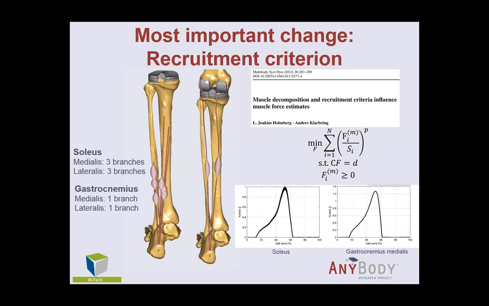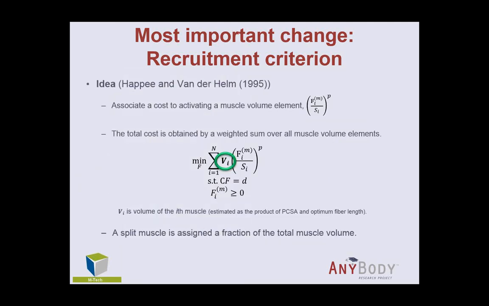And of course, what is not so nice here is that if we had now split the soleus into 4 branches, that might have been reasonable to do, then we would have gotten an even larger overprediction at the knee, whereas if we had only split it into 1, that would have reduced it. So we should come up with a way to reduce this dependency on the criteria. So we went back, and there's a recruitment criterion that was proposed by Happy and Vanheule back in 1995, which I think actually solves this problem, and it has some nice properties as well.